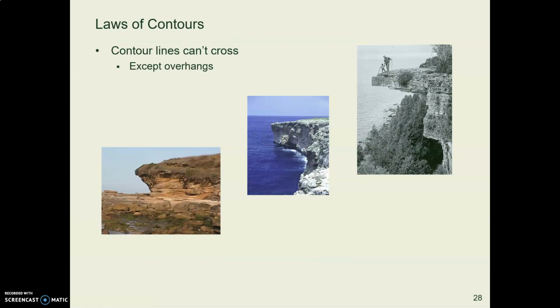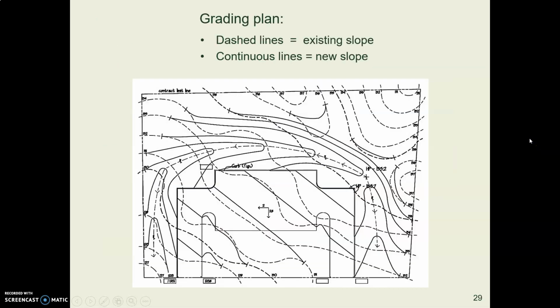And finally, last 2 slides, contour lines cannot cross. The only time contour lines can cross each other is if you are looking at an overhang, like a cliff where the top of the cliff sticks out farther than the bottom of the cliff. Or like this frightening image from the early 20th century, there would be contour lines crossing.